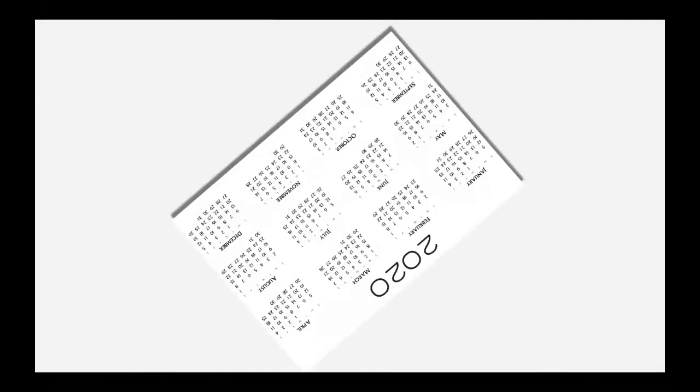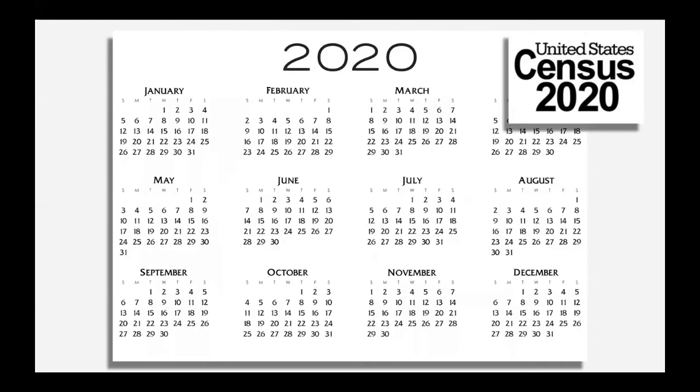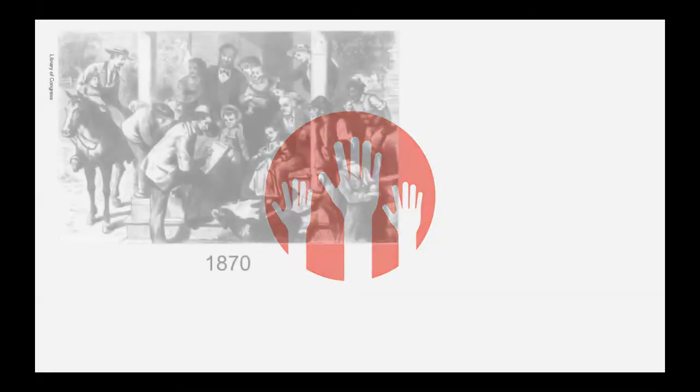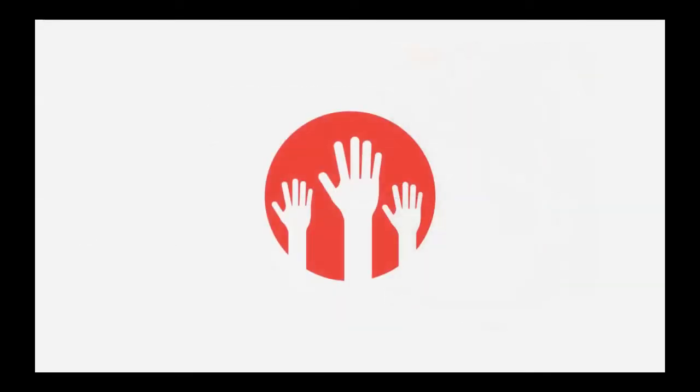The year 2020 is a census year. Under the U.S. Constitution, the federal government must take a census every 10 years. The census is basically a count of every person in the United States. And that simple piece of information has been fundamental to the proper functioning of our government throughout our nation's history. How so? Let's find out.